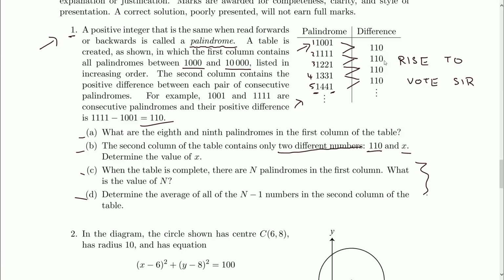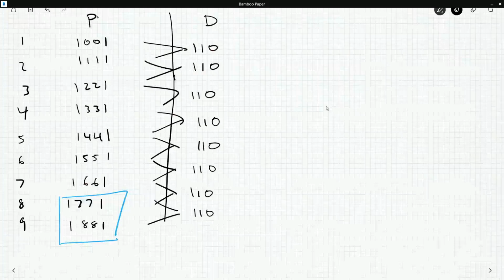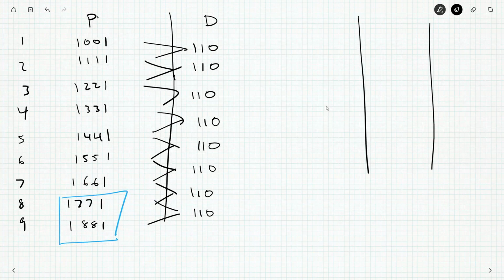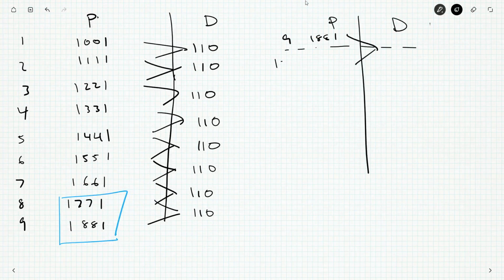Probably because the ones on the end aren't changing, but if they become not 9s, if they become 2s, we can get a different change. So I'm just going to complete my chart a bit more, because I suspect that we're going to go a little further. So the 9th one, I'm just going to list it again up here so that I can do the difference. The 10th one is going to be 1991. That's also a difference of 110, but the 11th one is 2002.